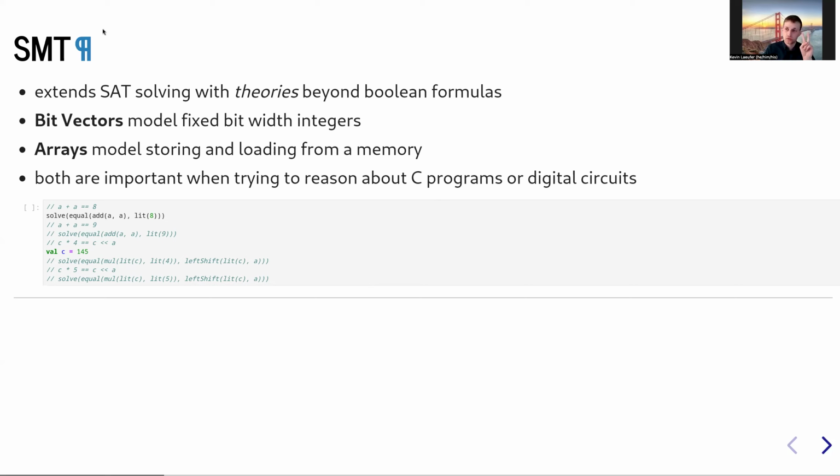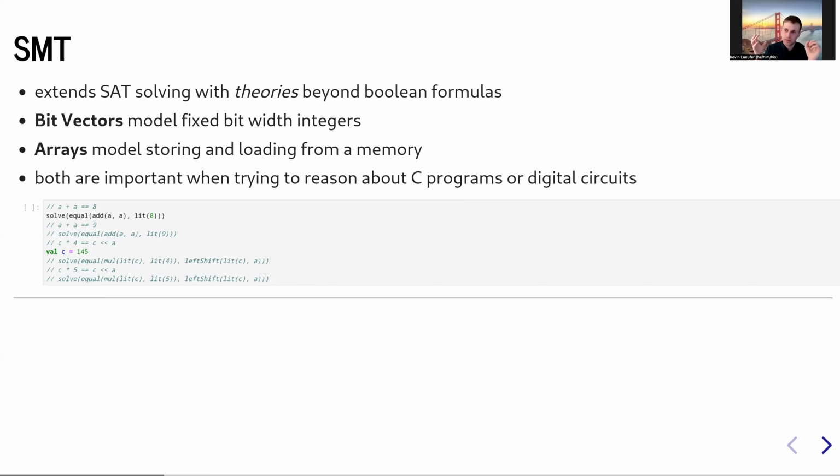The two theories that matter for hardware verification are bit vectors and arrays. These are also useful for C programs because they work on similar data types. So what are bit vectors? Bit vectors are basically integers, but integers of a fixed bit width. If you think about a UInt in Chisel, you give it a width, right? You might say a UInt that is 32 bits wide.